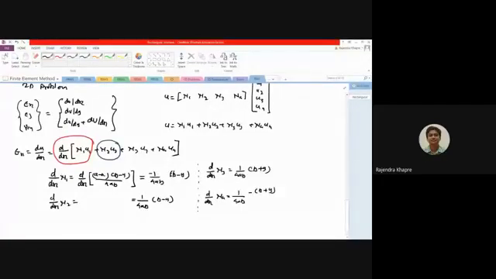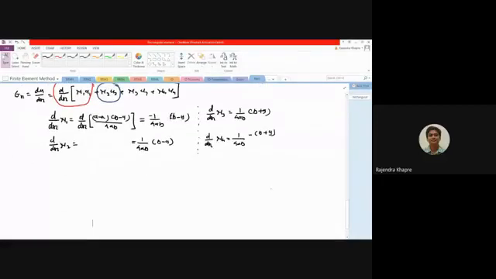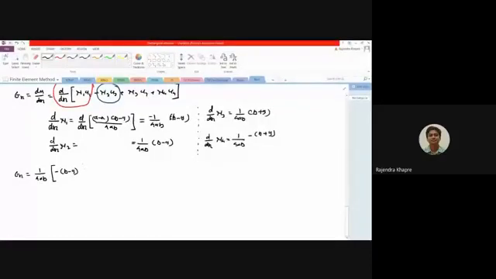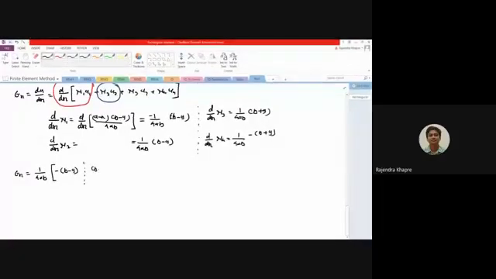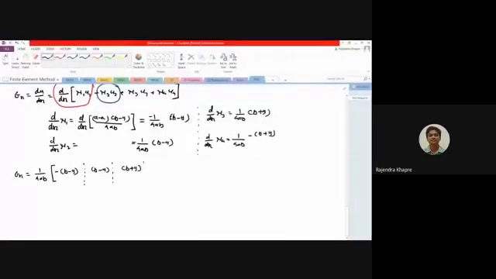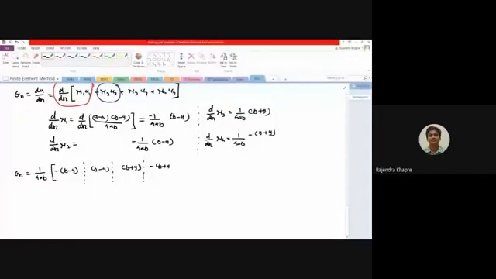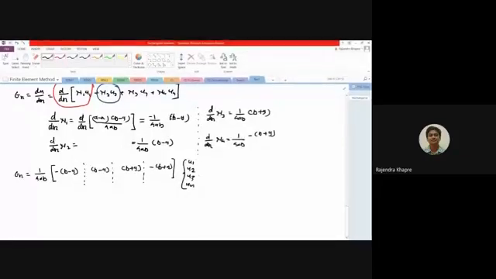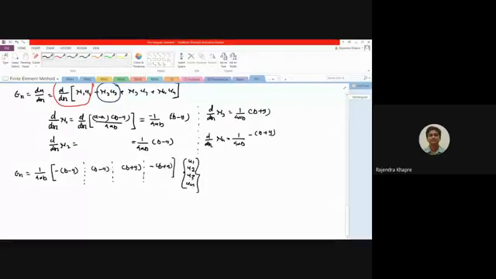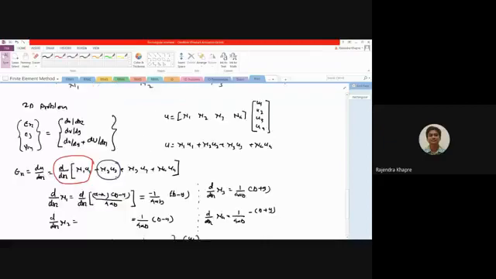Now, in short, what you end up with is epsilon x equals 1 upon 4 times ab, taking it out common, into the first term, minus of (b minus y). Then the second term is (b minus y), which will be positive, the third term is (b plus y), and the last term is minus of (b plus y), multiplied by u1, u2, u3, and u4. This is how you can get the strain in the x direction. Now if you observe carefully, let me go back to the top.